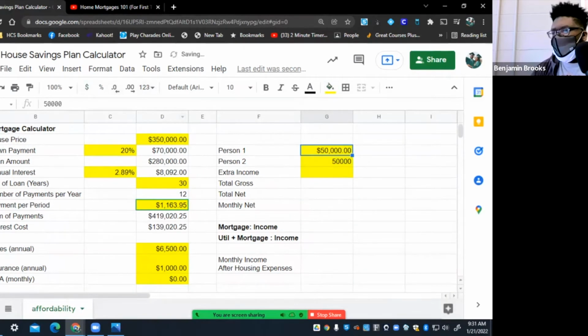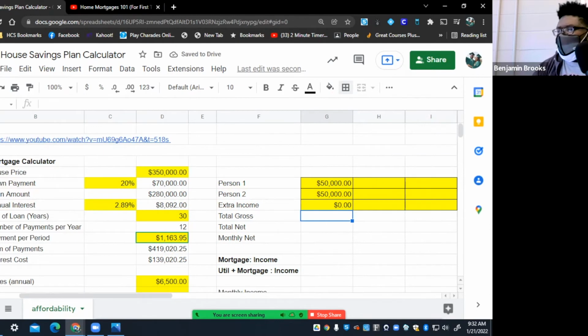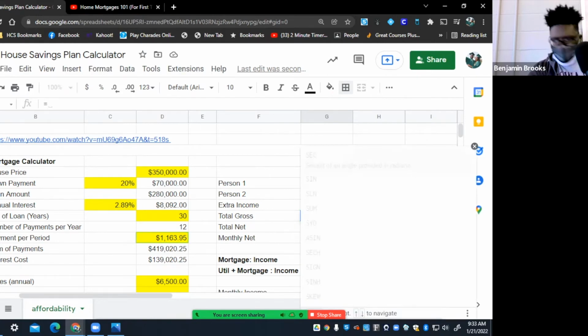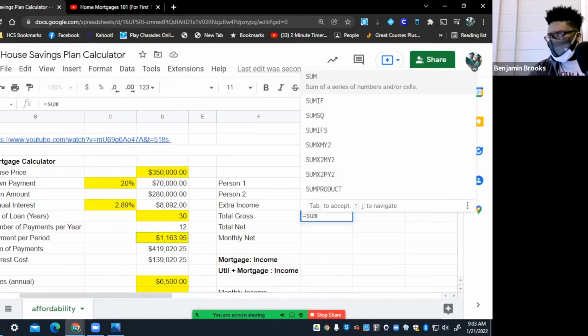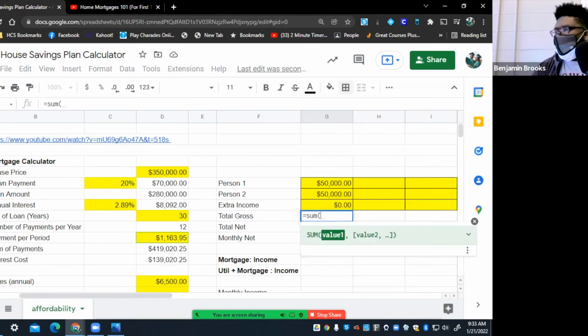Now we're going to make it dollar, and cool. Now your total gross, this is how much you're actually going to be making, will obviously be all 3 sources of income put together. So we can say real easy, we can just say equals sum of basically the values G6 through G8. So we could just say G6, G8.